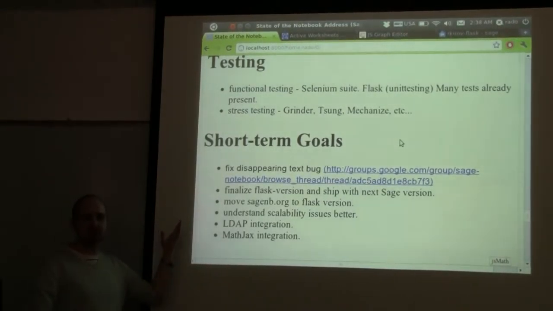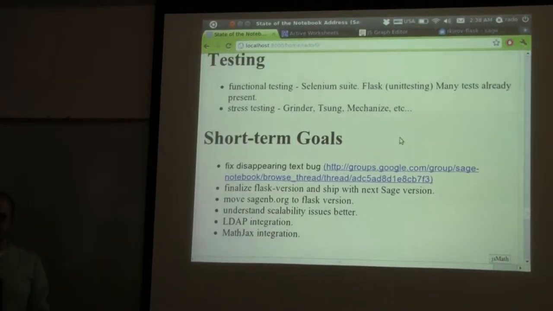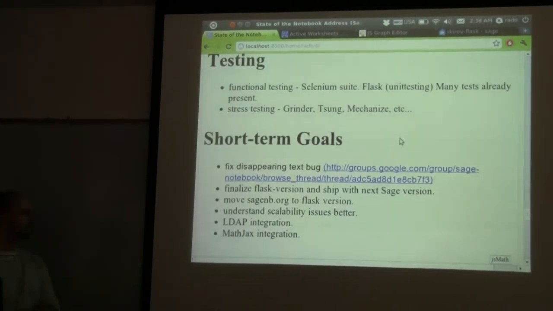It's very hard to reproduce. That's why it hasn't been fixed yet. But there are different accounts, so maybe somebody can put them all together and try to get to the bottom of it. We have to finalize this Flask version basically just to ship it with the next Sage.